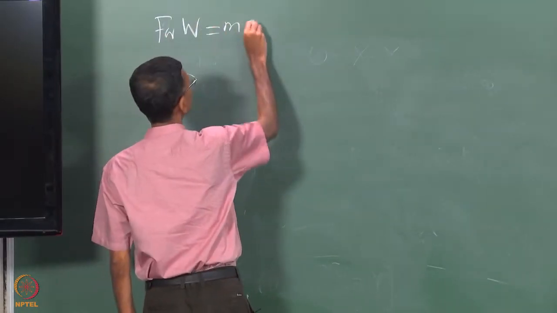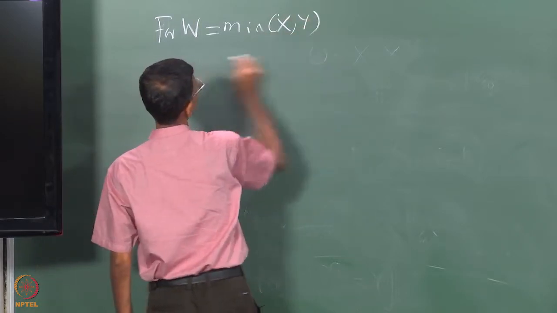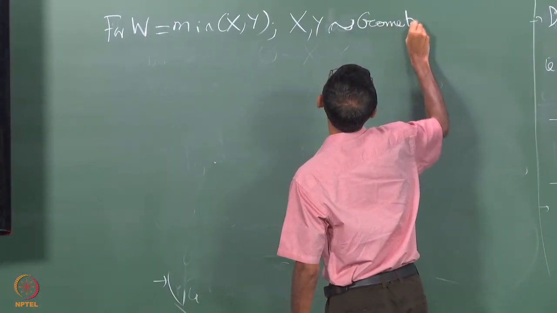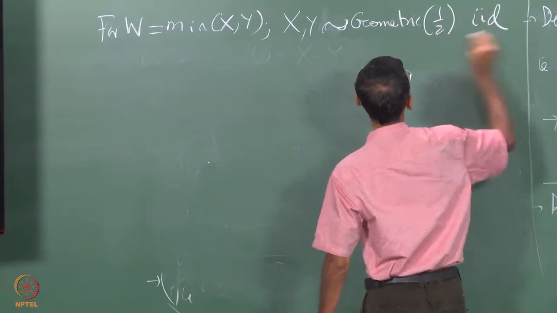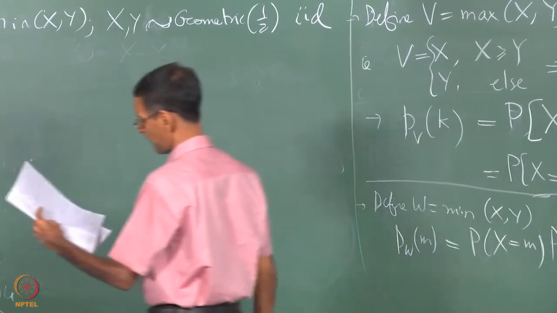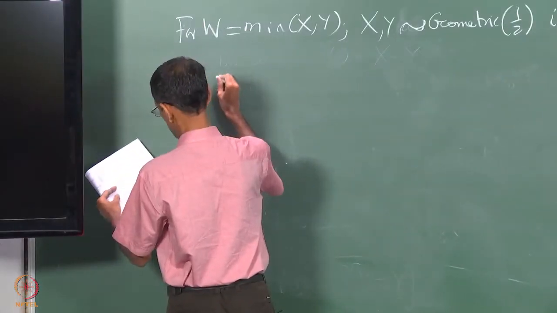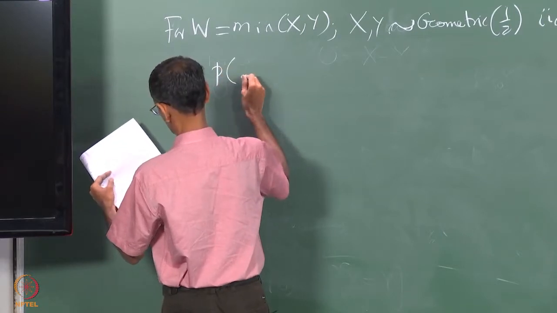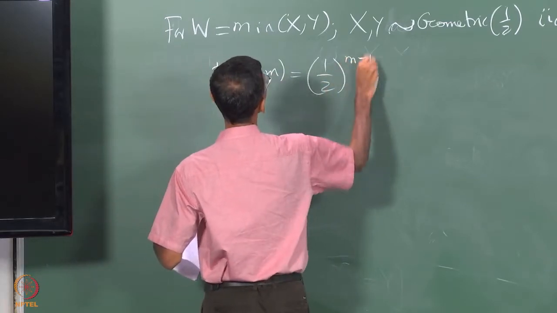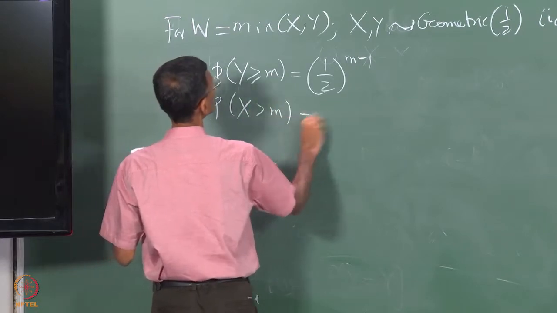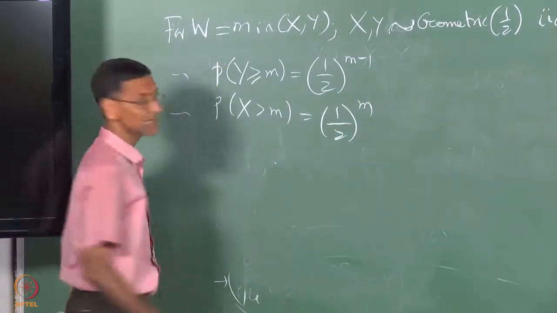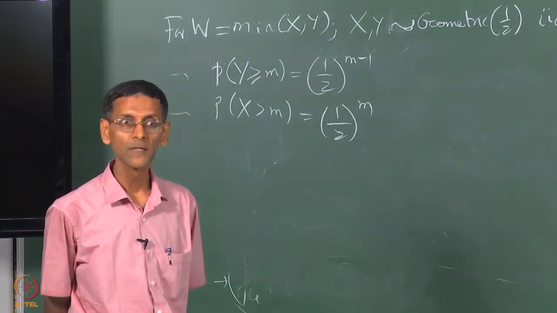So anyway, for W equal to min(X, Y), let us say X and Y are distributed geometric half, IID. In other words, they are independent and identically distributed with geometric parameter half. Then you can show that P(Y greater than equal to m) will be half power m minus 1. What is P(X greater than equal to m)? It will be half power m. These things come from the geometric distribution. Remember we did this earlier? Did we or did we not?